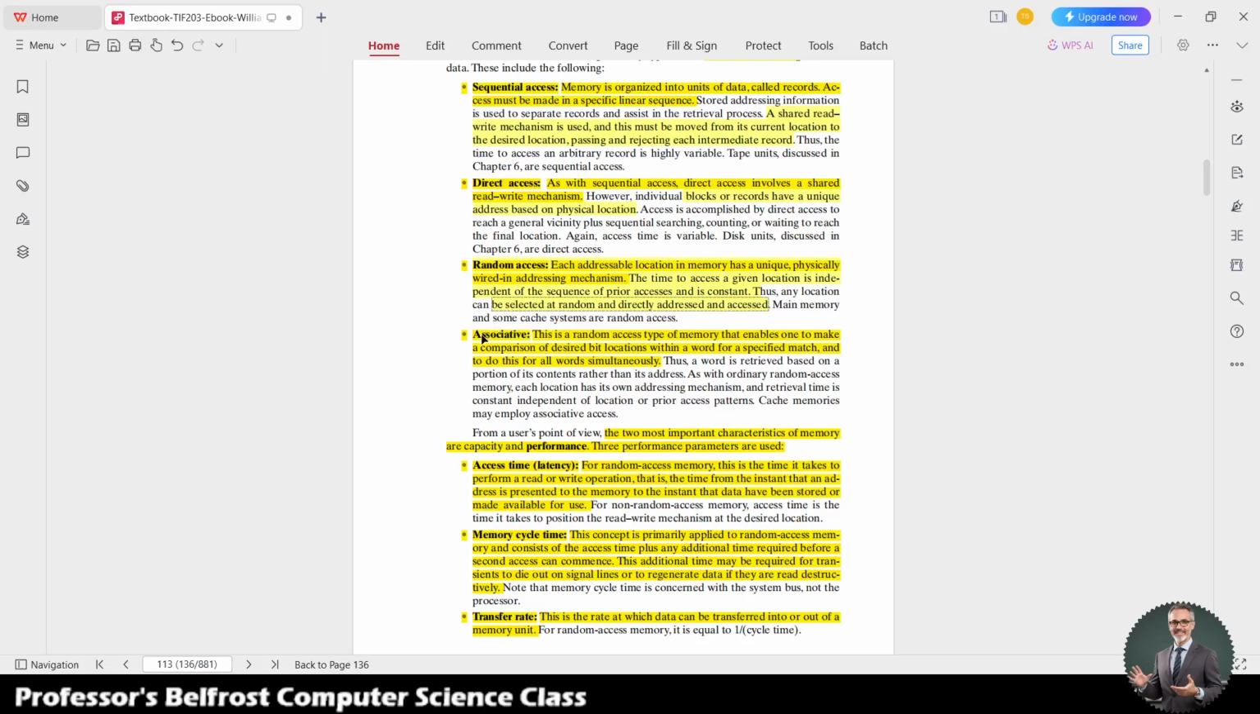Associative. This is a random access type of memory that enables us to make a comparison of desired bit locations within a word for a specific match, and it is done for all words simultaneously.